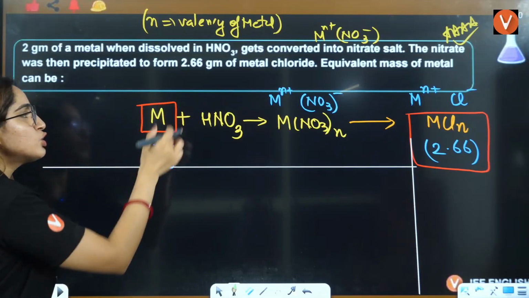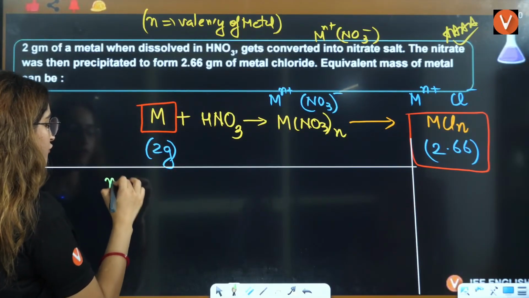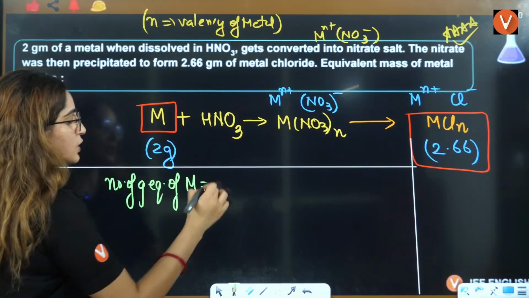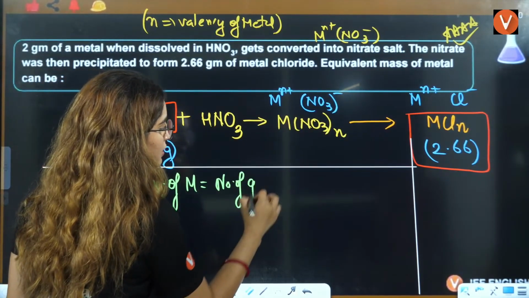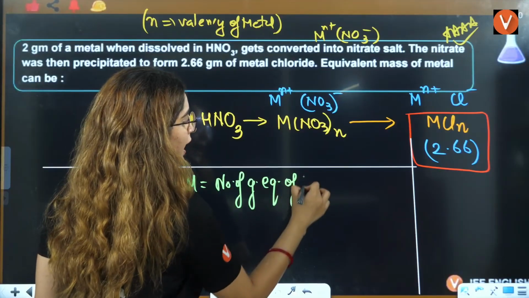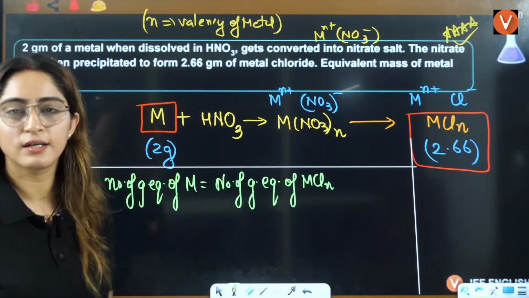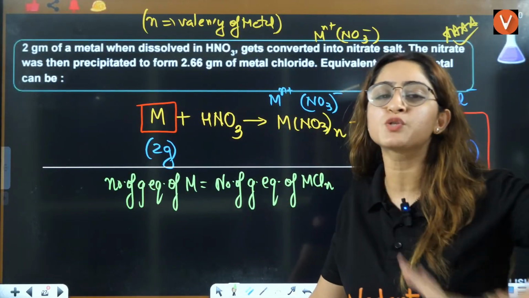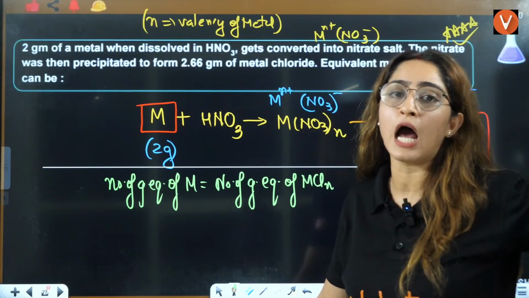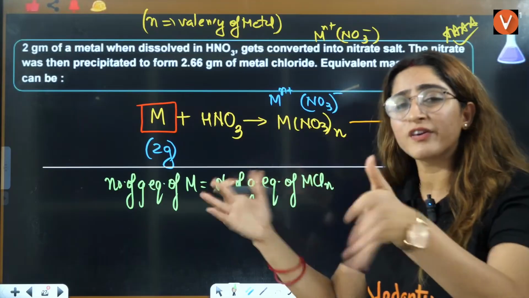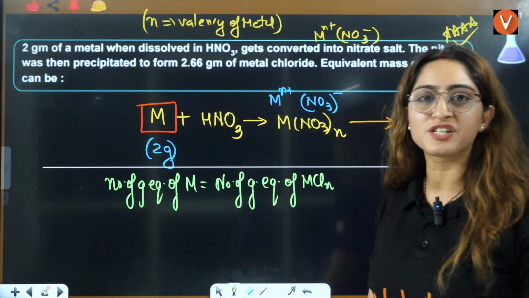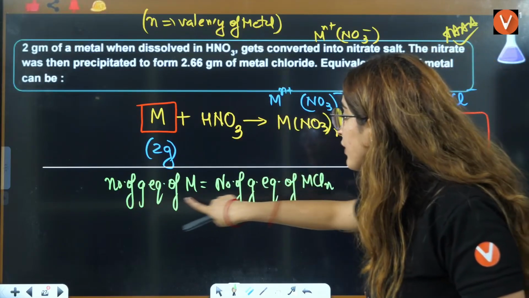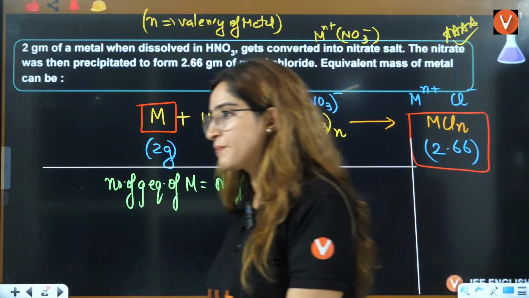We'll say number of gram equivalents of M is equal to number of gram equivalents of MClN. Because we know that number of moles we can't equate like that, but number of gram equivalents we can equate like that. That is the benefit of gram equivalents. We can equate this with this without even balancing. We can't balance this reaction. We don't know what is this M. How can we balance this reaction? So without balancing, we can apply this gram equivalent concept here.